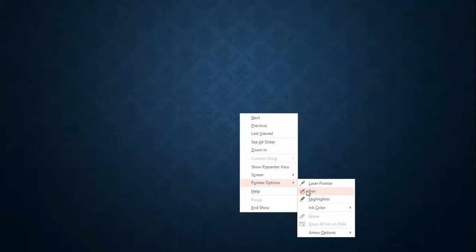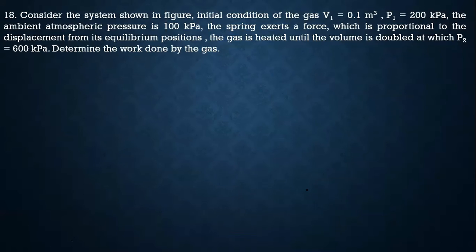Important problem is: consider the system shown in the figure. The figures are right here. It is a piston and cylinder arrangement.